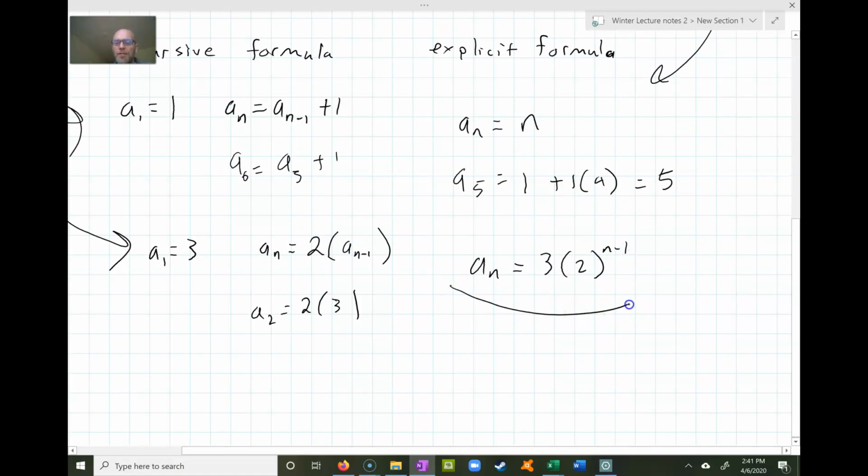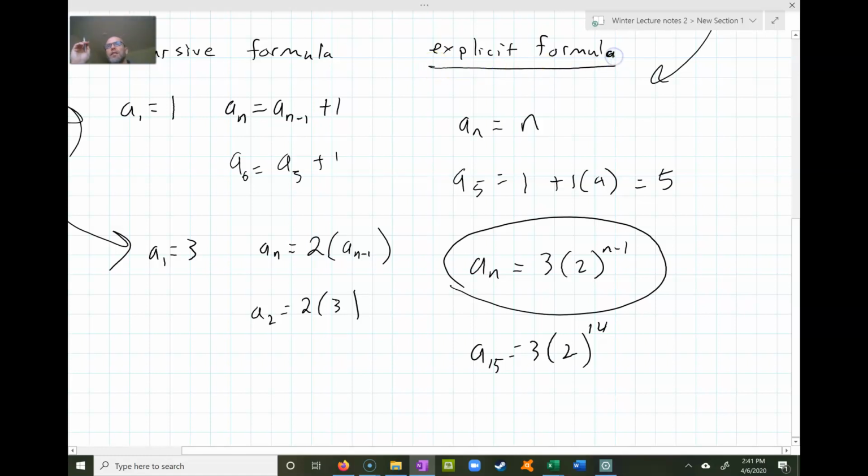So again, this would give me any term in the sequence; all I'd have to know is the number. So if I want to know what the 15th term was, I would go a sub 15 is equal to 3 times 2 to the 14th power. And that would give me the 15th term. Okay? So the explicit formula gives you the term of a sequence based on knowing its term number or its position in the sequence.